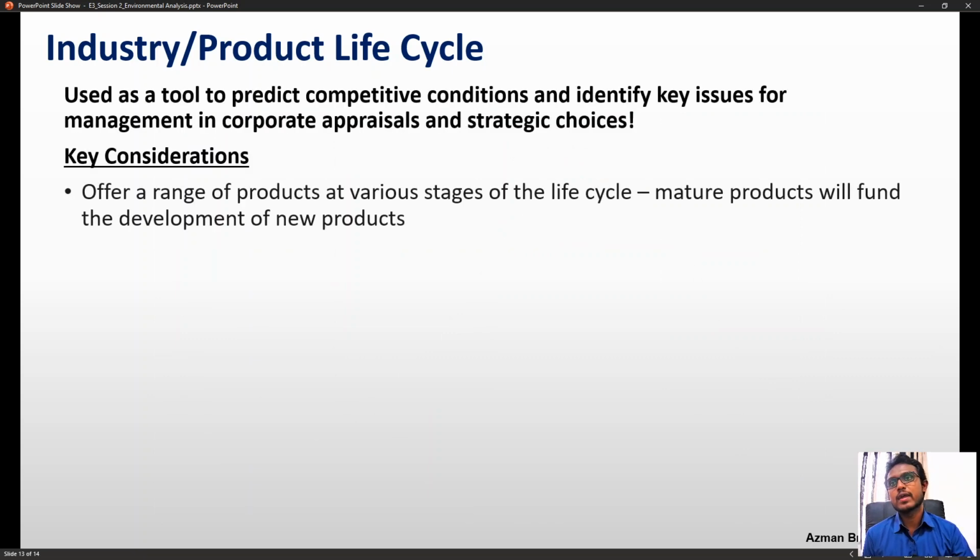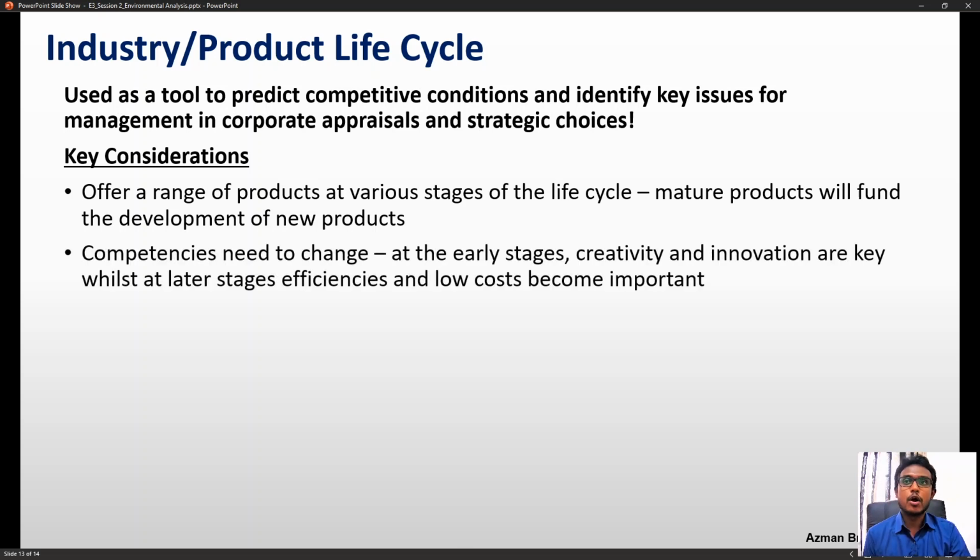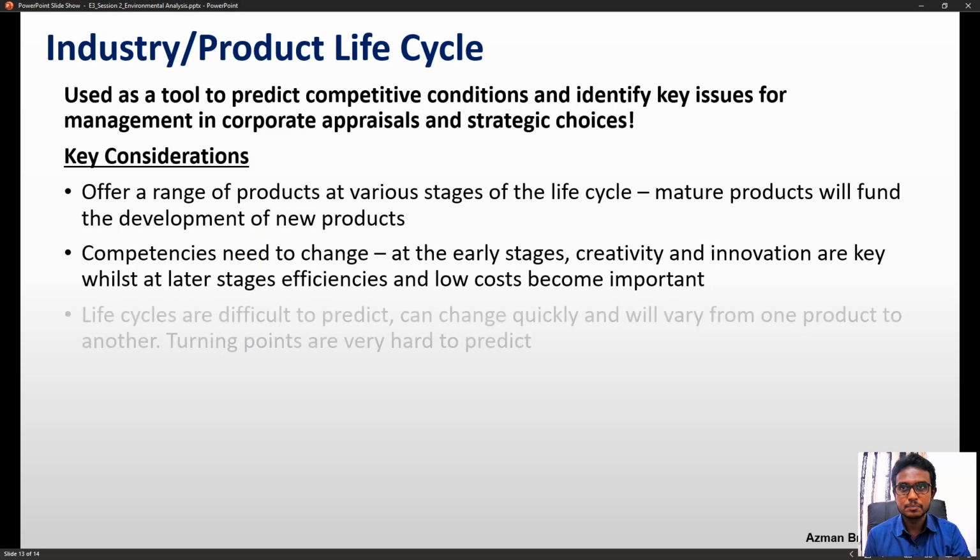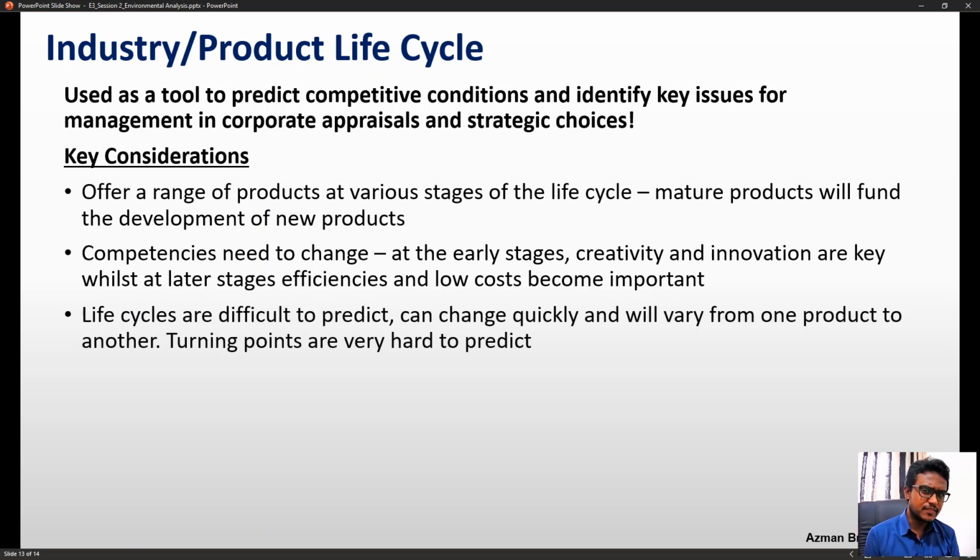So you can look at offering a range of products at various stages, or maintaining a range of products at various stages of the life cycle. Mature products will fund the development of new products. Competencies need to change. At the early stages, creativity and innovation are key, while at later stages, efficiencies and low cost becomes important. Life cycles are difficult to predict and can change quickly and will vary from one product to another. Turning points are very hard to predict, so that is one aspect to be very careful of.